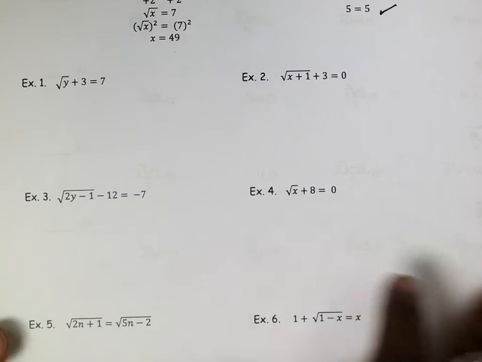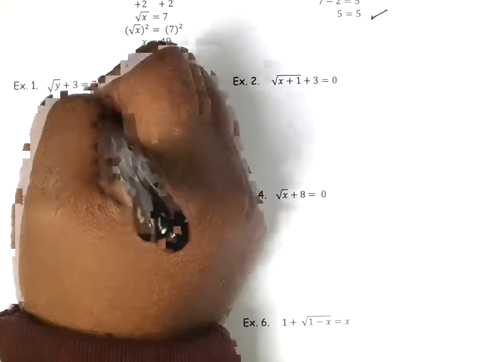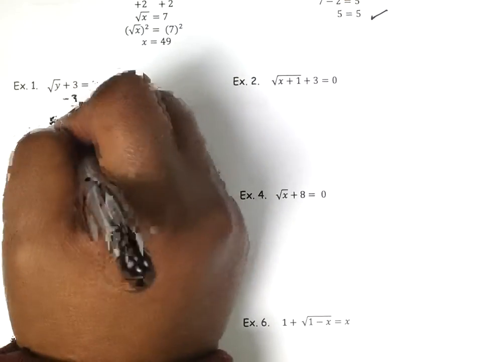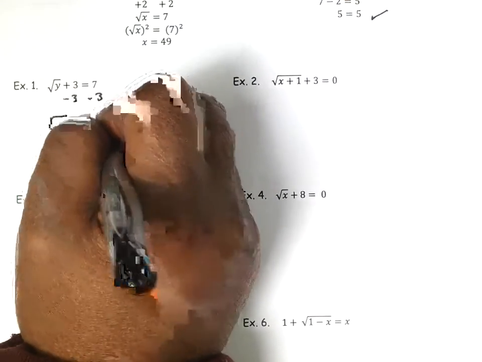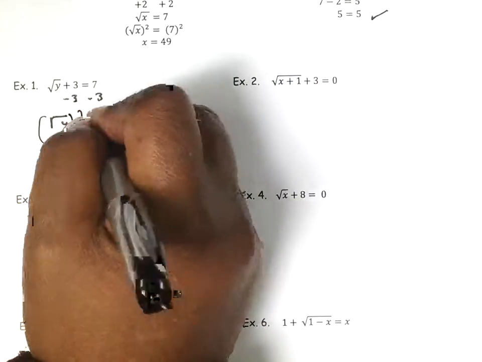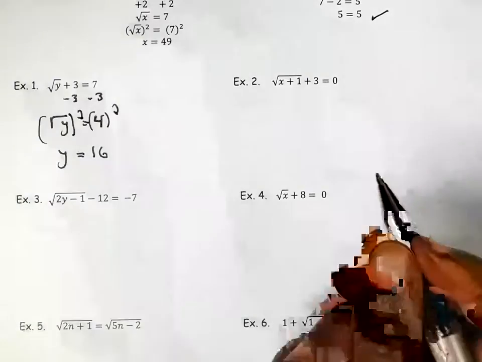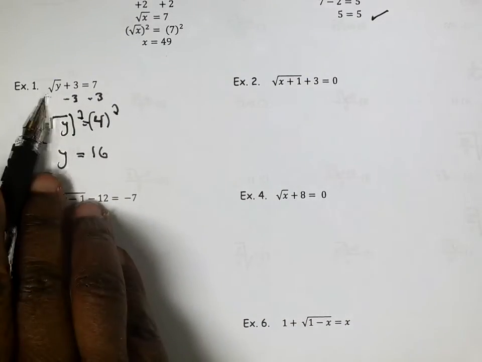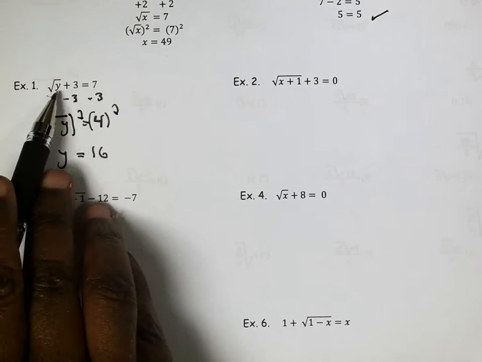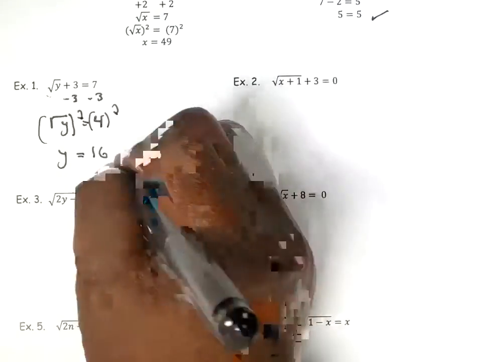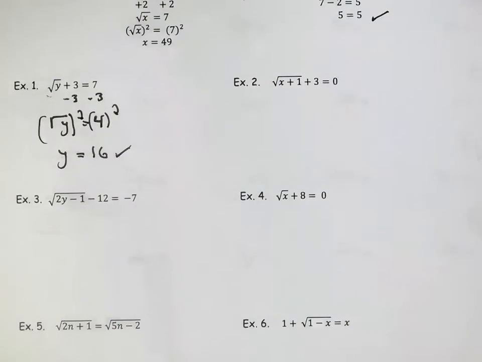So our first example, square root of y plus 3 is equal to 7. I'm going to first subtract 3, and I get square root of y is equal to 4. And then I'm going to square both sides, and I get y is equal to 16. Back to the original. Square root of 16 is 4. 4 plus 3 is equal to 7. So that does work.